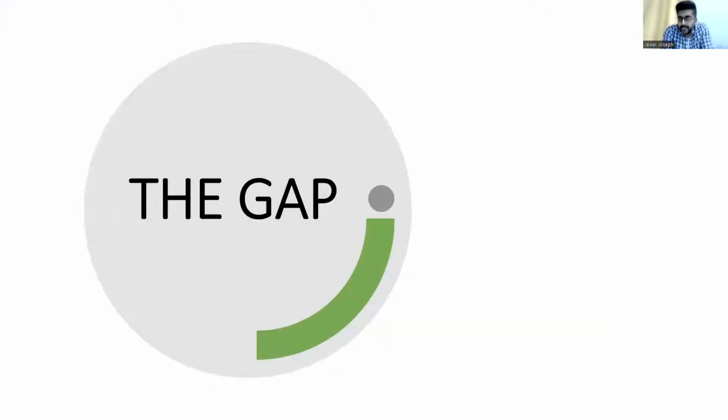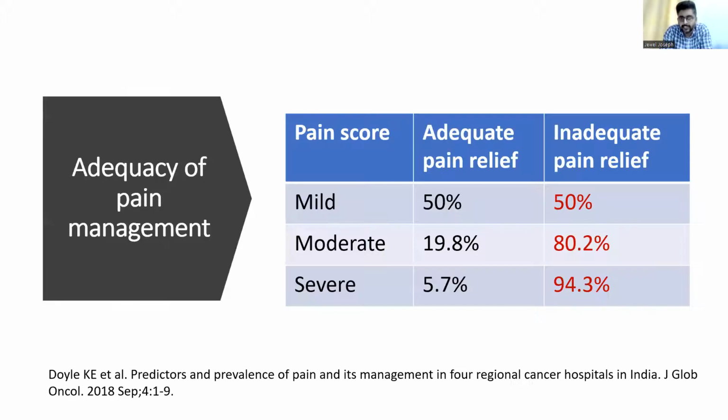Since we have established that pain is an important problem in palliative care, or in general, especially in advanced diseases, the next question to ask is: is there a gap? Is there a deficiency in the way we treat pain? The answer would be yes. This data was taken from 4 cancer hospitals in India. Of all the patients who had severe pain, only 5.7% had adequate pain relief. It was 50% in mild pain and 19.8% in moderate pain.